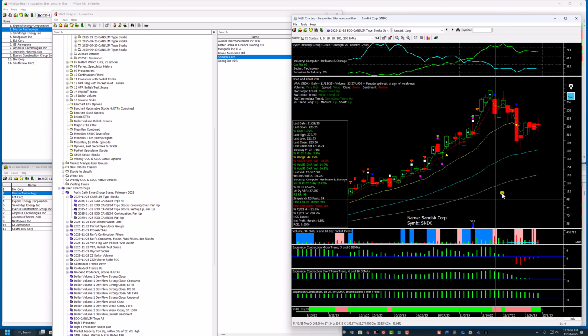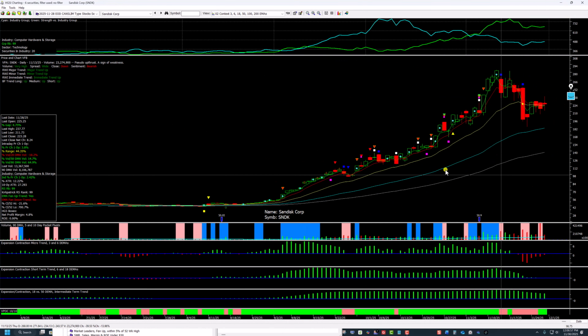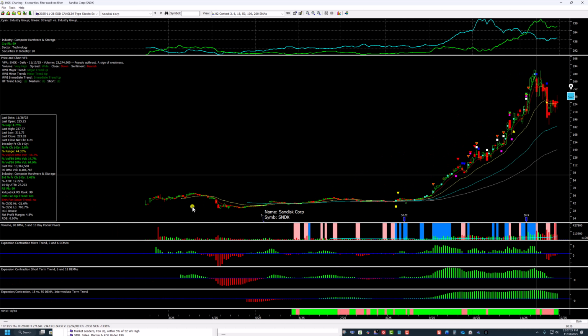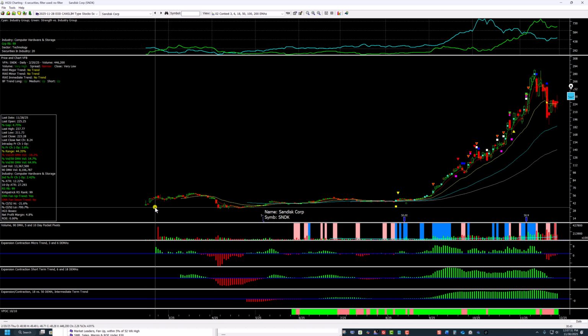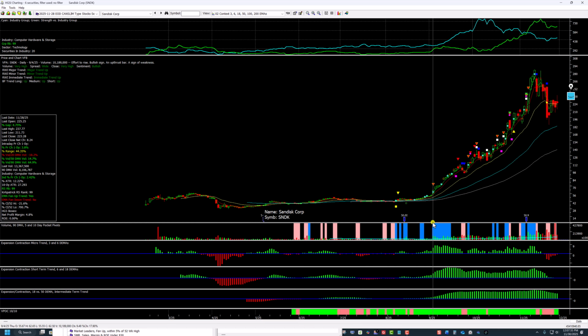This stock has not been out, or it's. Look at this base on here. Let's zoom out here. This stock, I don't know the story on SanDisk. This company's been around a long time. It fell out of favor, and then it took off right here.